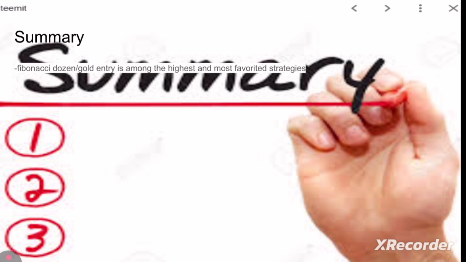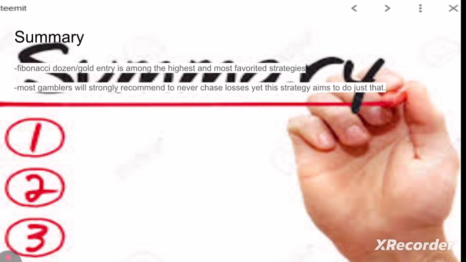So, summary. The Fibonacci dozen, the golden entry, is among the most favorite of roulette strategies. A lot of gamblers, especially experienced gamblers, would tell you as a recommendation to not chase your losses, right? That tends to be like gambling 101. Don't chase your losses. This whole strategy is built around doing the opposite. You want to chase your losses in this strategy. That's the whole point of this strategy, is to chase your losses. It does offer great recovery and a probability for a profit. It just has a really huge cost in doing so.